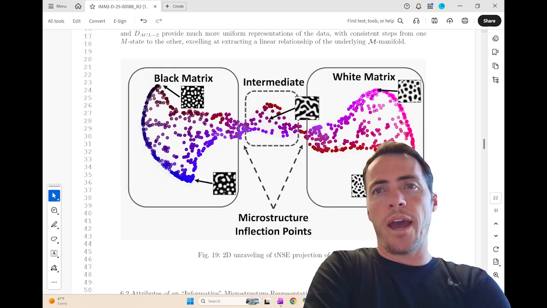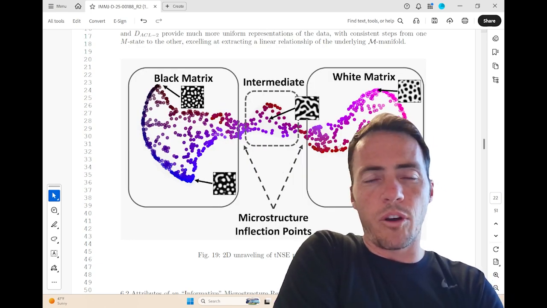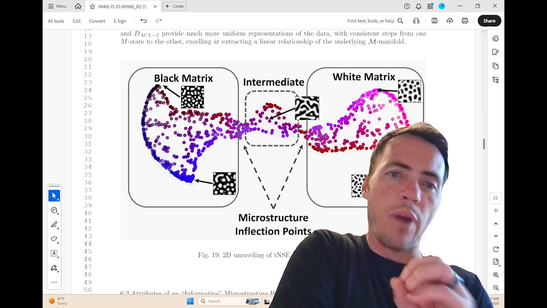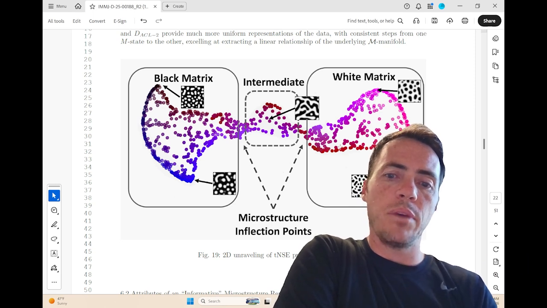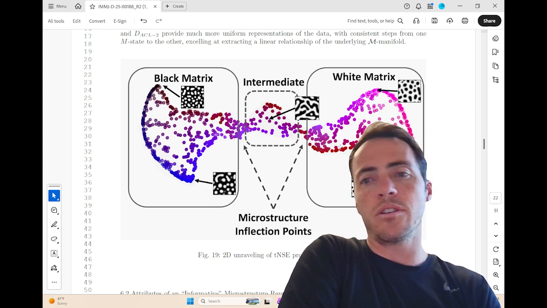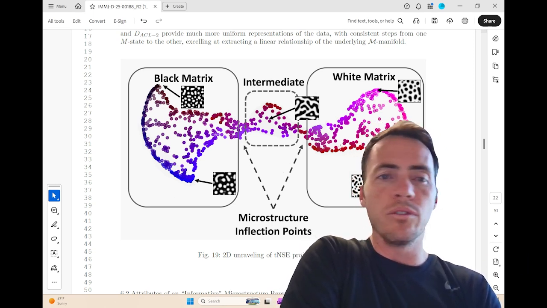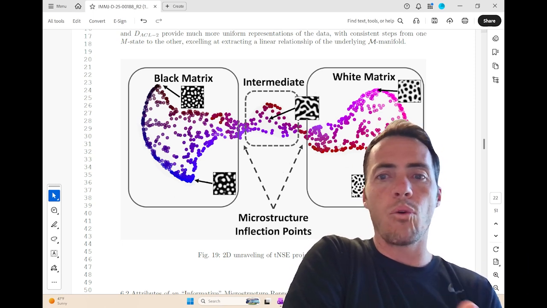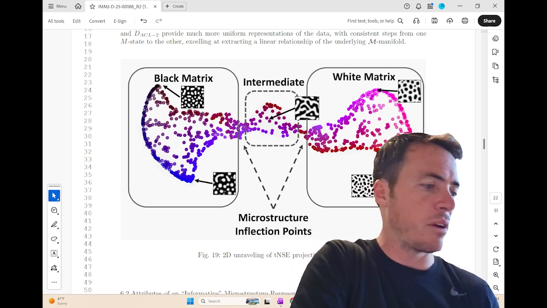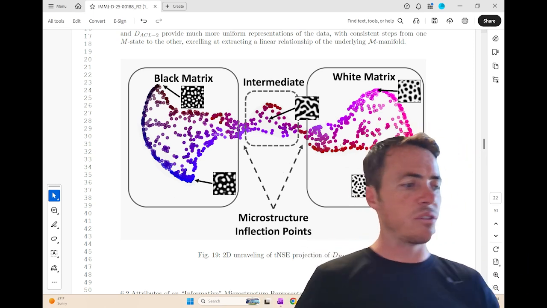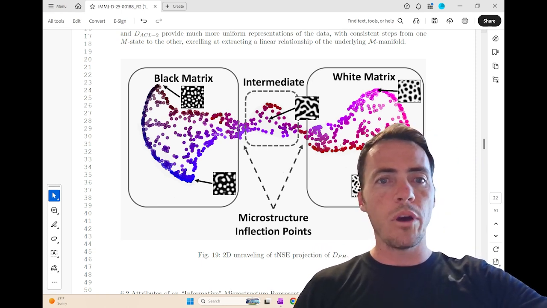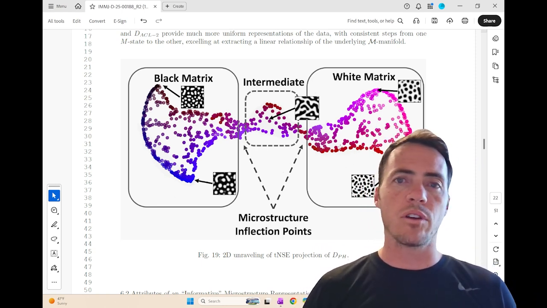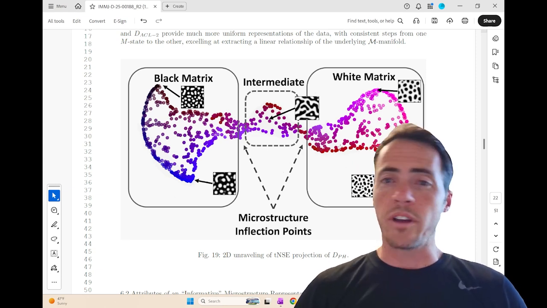There's lots to unpack in this paper and explore. Maybe one last figure I'll point out here is this one. I think it's a really cool one just because it shows a cool unraveling of the different types of microstructures based off of this t-SNE projection of persistent homology. You can clearly see sort of five core different regimes of different microstructures, whether they're black matrix, white matrix, or this intermediate sort of bicontinuous structures between them. It's a cool way of actually navigating the different microstructures that are possible through different processing conditions.